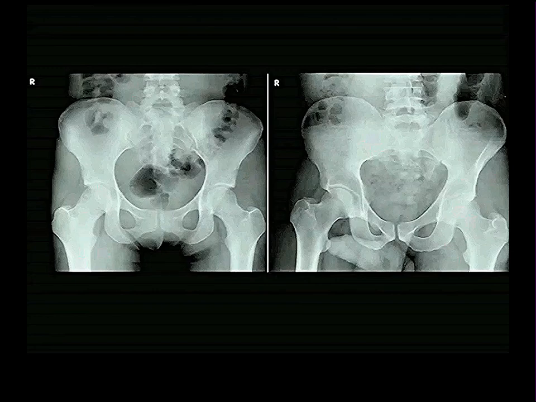These are plain films of the pelvis, bony pelvis. One is of a woman and the other is of a man.